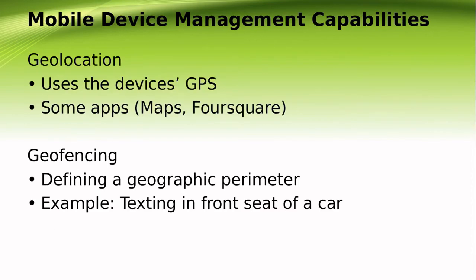So mobile device management capabilities: geolocation, use of the device GPS. Most of them are using their device. Then geofencing, defining a geographic perimeter. Example: texting in the front seat of a car.